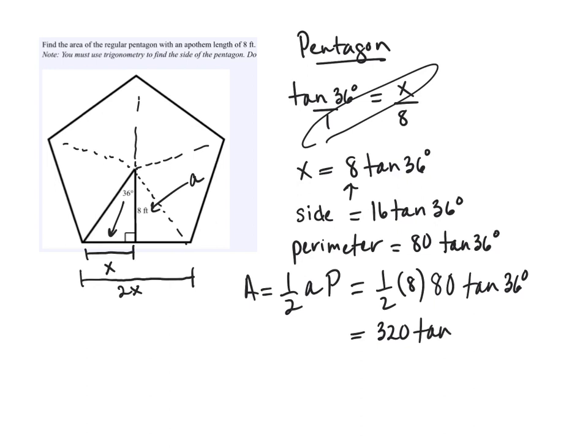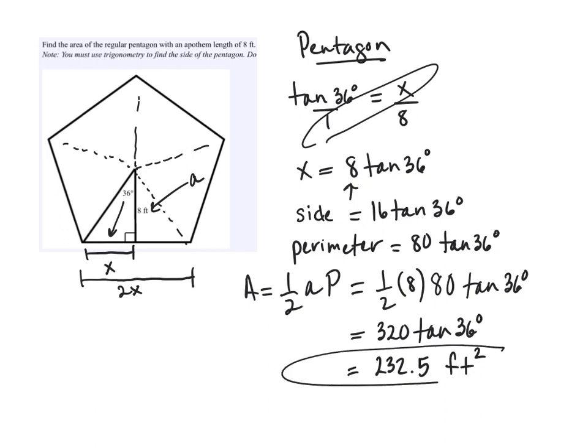Now at this point, we'll reach for our calculator and round. 320 times the tangent of 36, and we get 232.5. And we always label feet squared because we're finding the area.